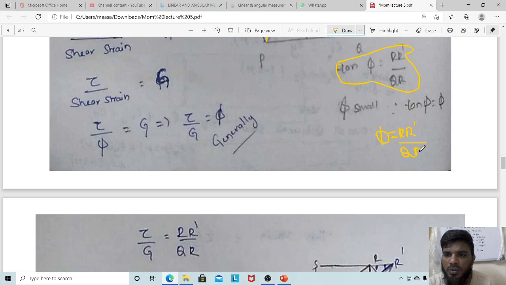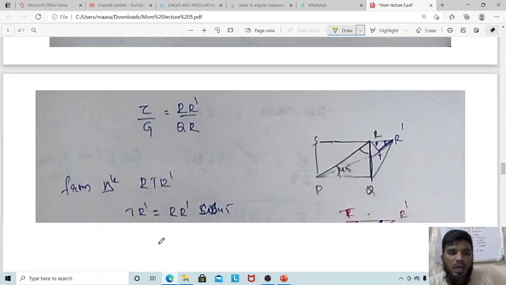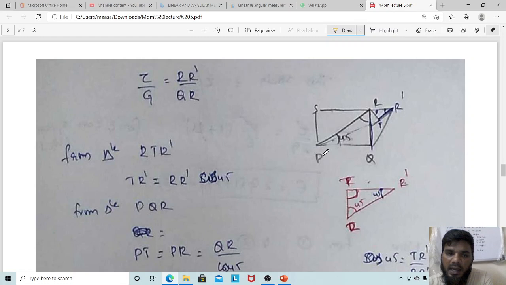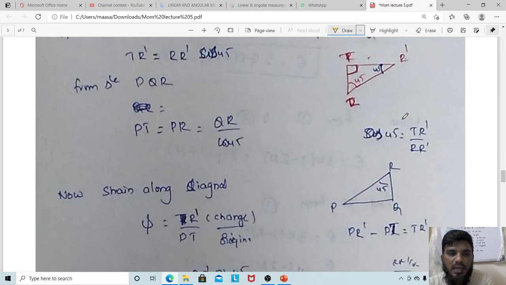Clear? So that I am replacing in this equation. Therefore tau by G is equal to R dash QR. Now take this diagonal from the triangle RTR. So we are taking this diagonal. Now according to this diagonal, what is the change? Before coming into this, let us go straight to this.